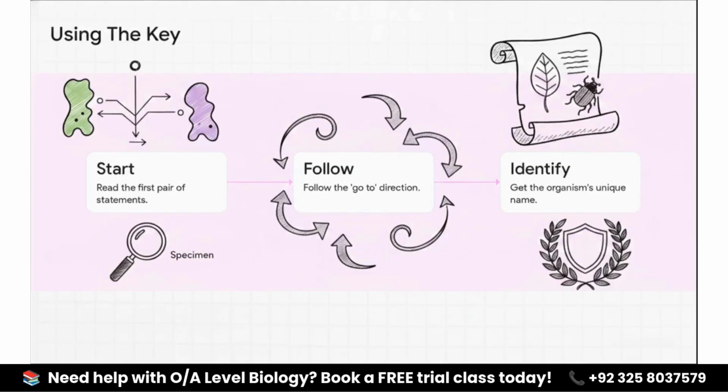Let me act as your mentor for a second and show you the exact hack to using this. Whenever you're faced with a dichotomous key, always start at statement number 1. Read the 2 choices, like does it have a green body or a purple body? Depending on what you literally observe on the specimen, you simply follow the go-to direction to the next numbered statement. You just repeat this loop until the key stops telling you to go to a number and instead gives you the unique biological name of the organism. It's a completely foolproof process of elimination that will never fail you on a biology practical.